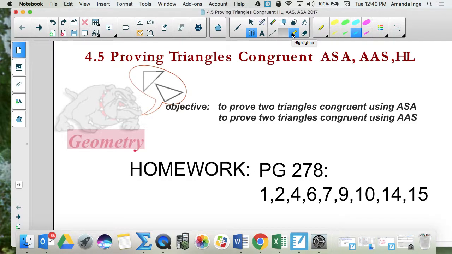The homework is on page 278. Problems numbers 1, 2, 4, 6, 7, 9, 10, 14, and 15. Most of them are proofs. You need to be working the proofs, y'all. You need to be drawing the picture and putting down the information. Because the test that I have scheduled for next Friday a week, there are a lot of proofs on it.